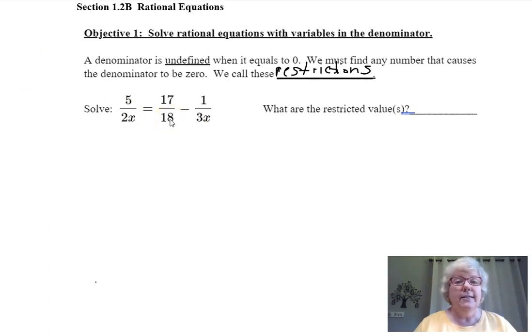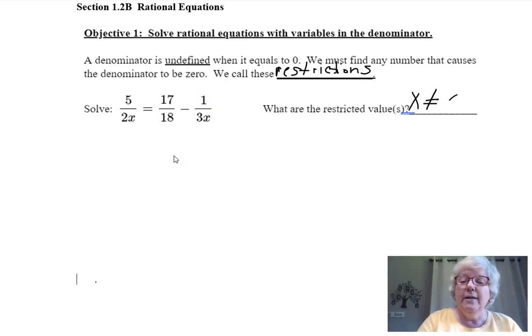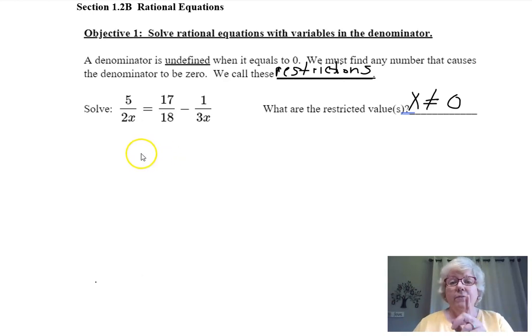18 is a constant. It would never equal 0. 3x is real similar to the first term because 3 times 0 would make that 0. No other number gives you 0. So basically, when you have a single term monomial on the denominator, that means your restricted value is 0. So we say that x cannot equal 0. Even if we solve this and we get the answer of 0, we cannot use it because that would make the original problem undefined. Now, let's go about solving.